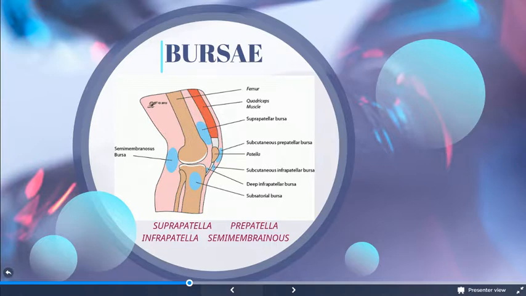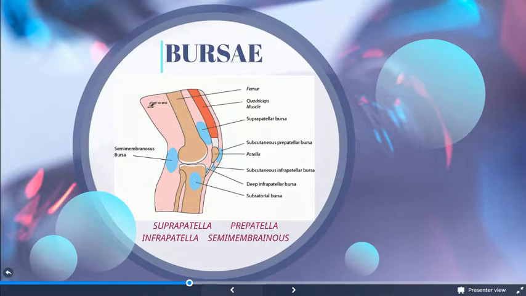The suprapatellar bursa is located between the quadriceps femoris and the femur. The prepatellar bursa is found between the apex of the patella and the skin. The infrapatellar bursa is found between the tibia and patellar ligament, which is known as the deep infrapatellar bursa, as well as between the patellar ligament and the skin, which is also known as the superficial infrapatellar bursa.